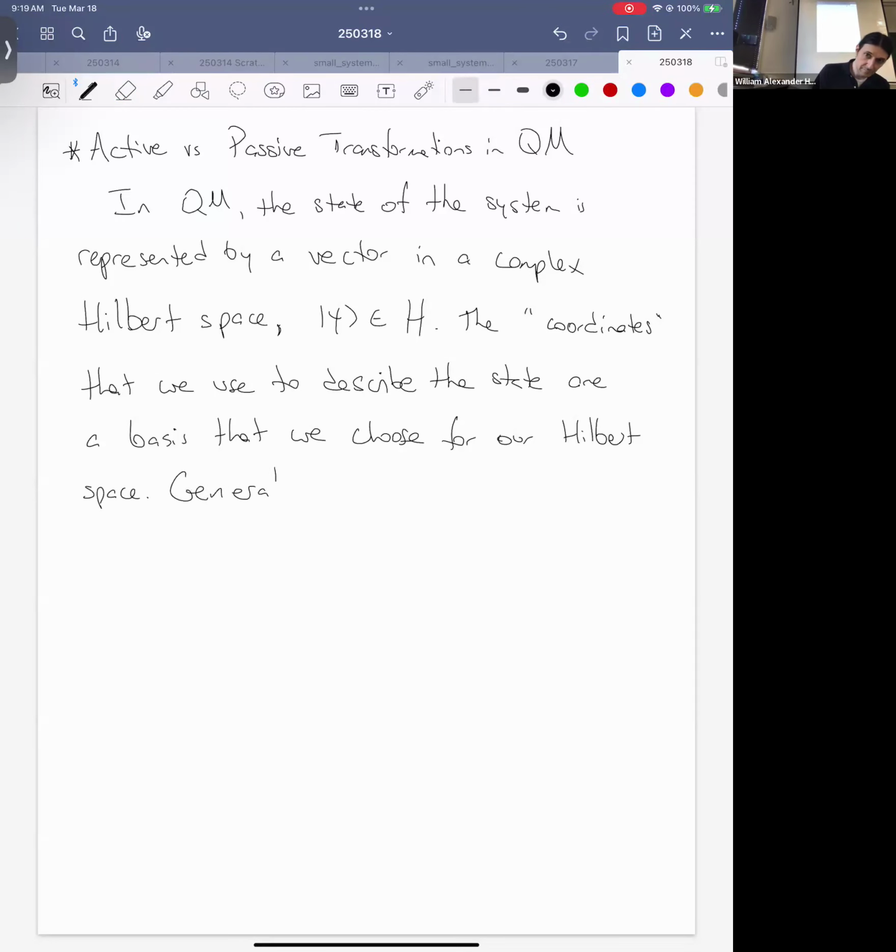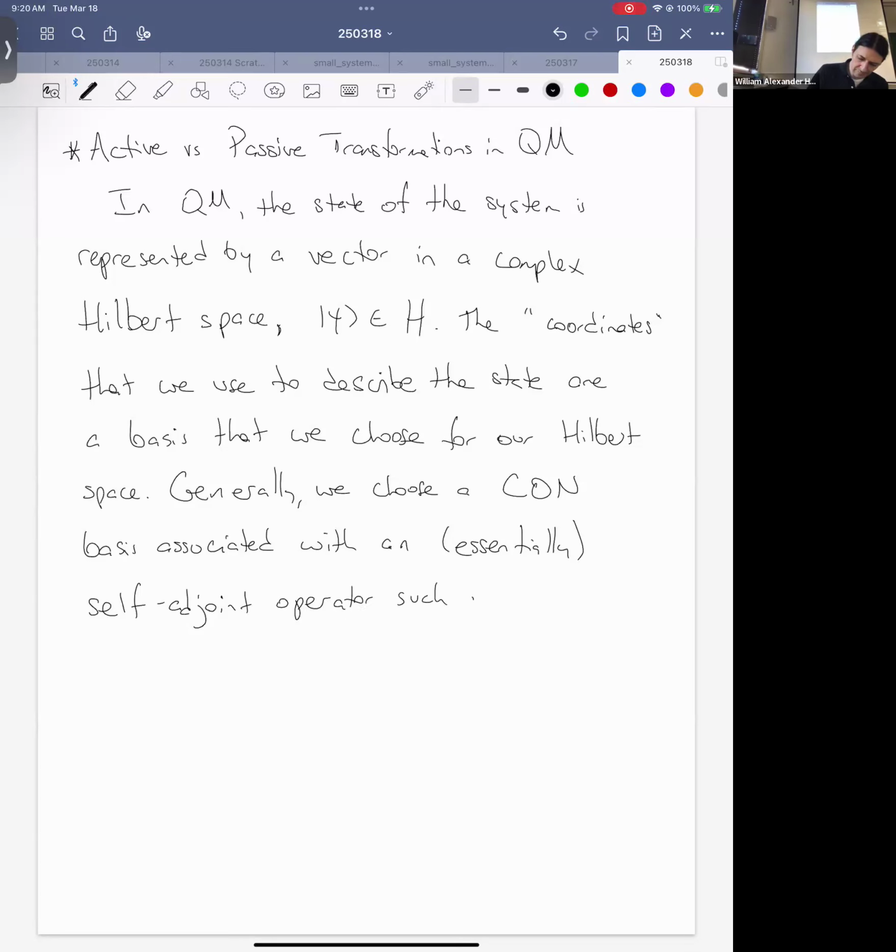And generally, we choose a CON, complete orthonormal basis, associated with, and parenthetically essentially self-adjoint, operator, such as position or momentum. Or say energy.